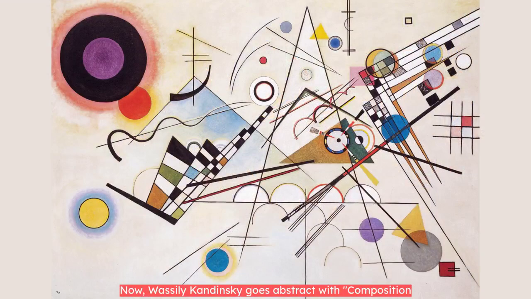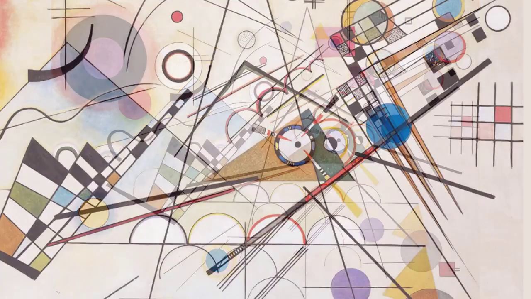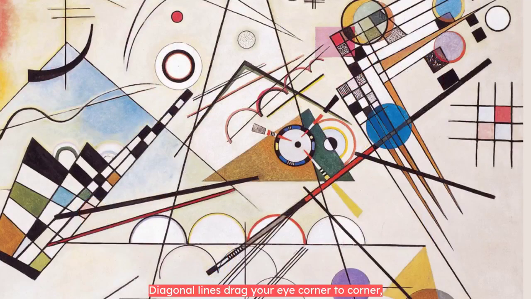Now, Vasily Kandinsky goes abstract with Composition 8, 1923. No people, just circles, triangles, and zigzags zipping across like a cosmic dance. Diagonal lines drag your eye corner to corner, while bold reds, yellows, and blues pulse with rhythm. It's like music in art form, guiding your gaze on a wild ride. Shapes and colors create pure energy.